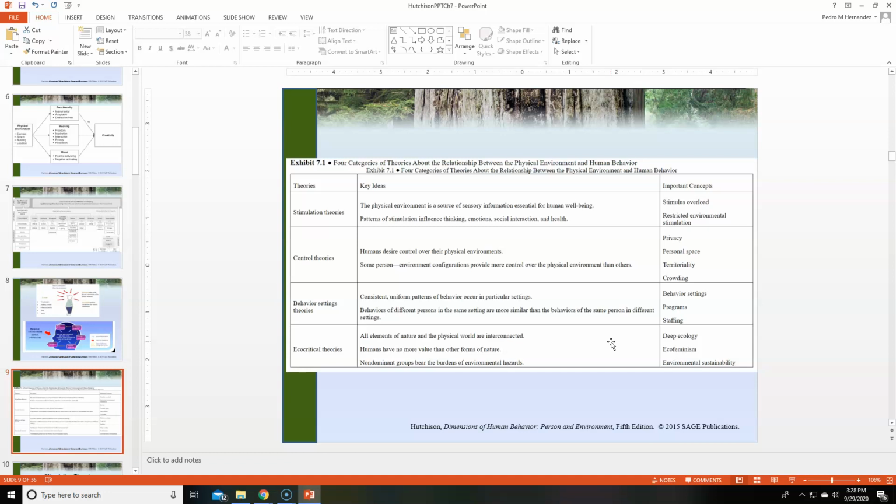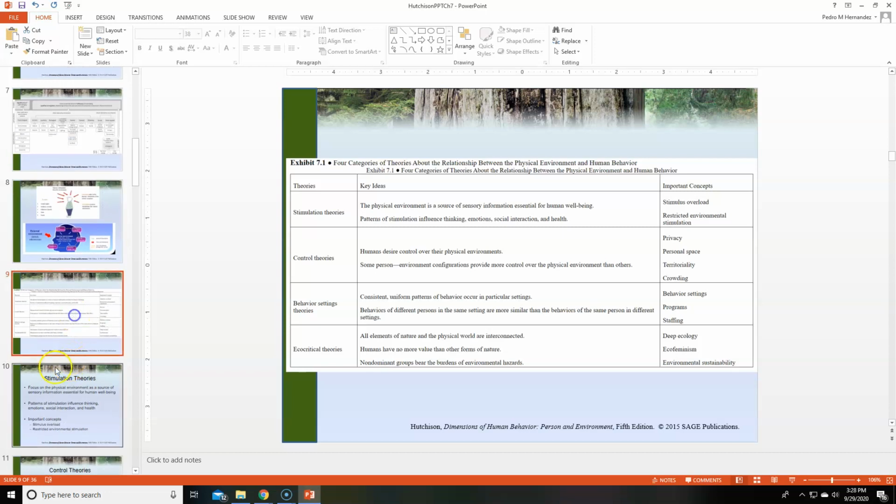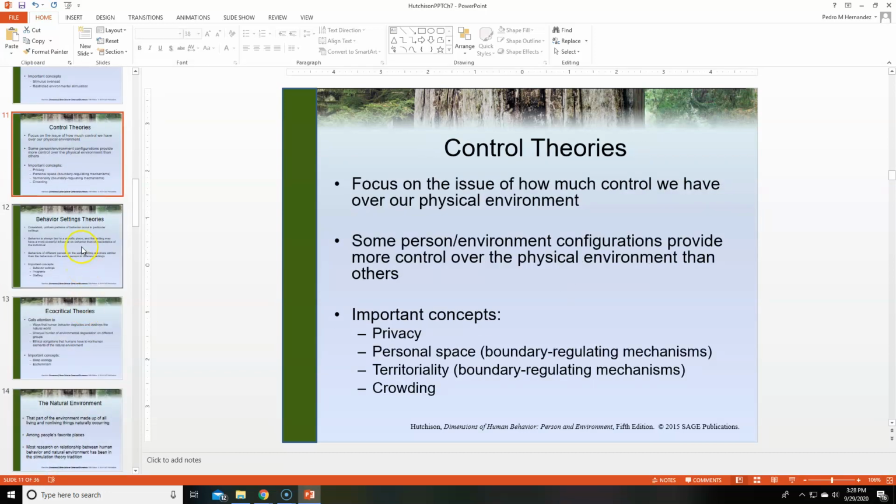Ecofeminism, that's basically, we live in a patriarchal society, and the old adage is that humans are destroying the environment, but you can argue, well, you can blame men. Ecofeminism goes against that very patriarchal way of dealing with the environment, to destroy and use it for benefits now. Okay, so I think that's it. I already talked about all of this.